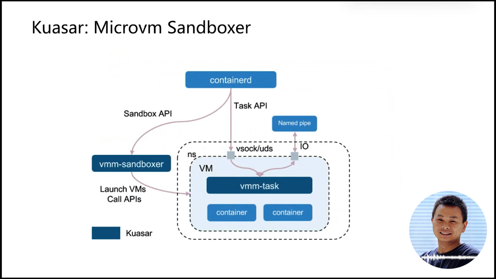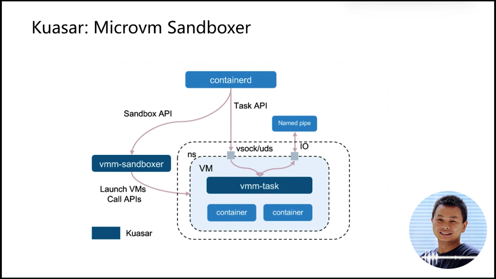First one, the microVM. We can compare this architecture with Kata Containers. We can see that a sandbox is a virtual machine process running inside the namespace. It's just one process, and the task API server, which is for container management, is running inside the virtual machine as a PID 1 process. Containerd can call this task API through the vsock to the task API server inside the virtual machine.